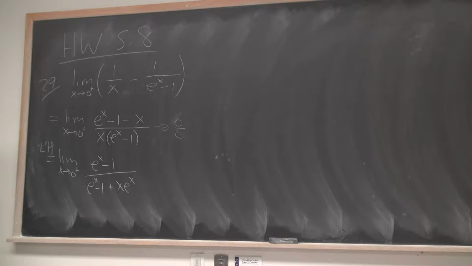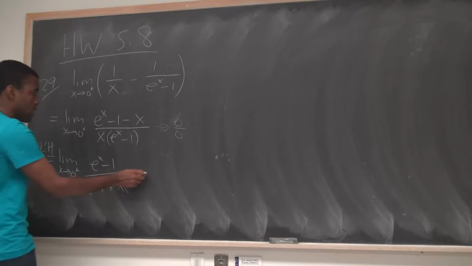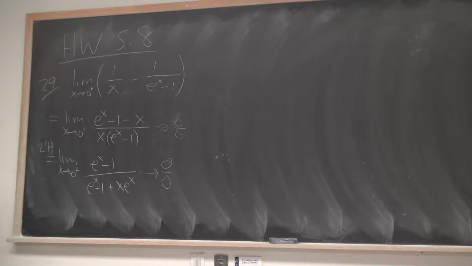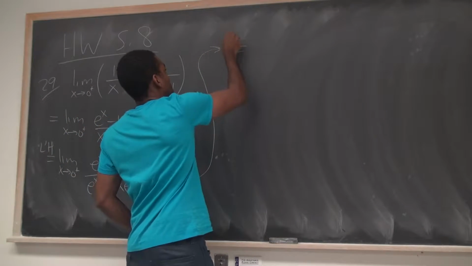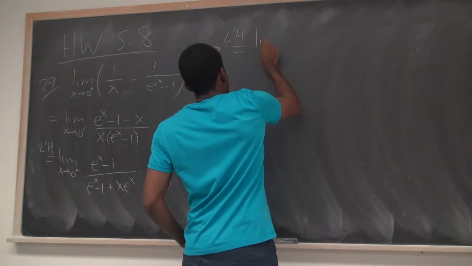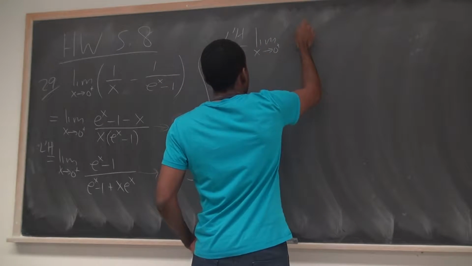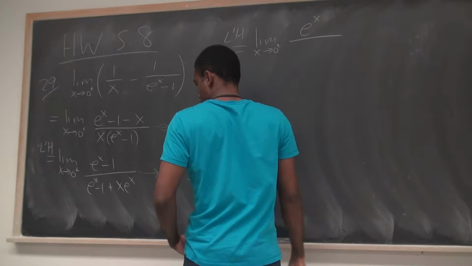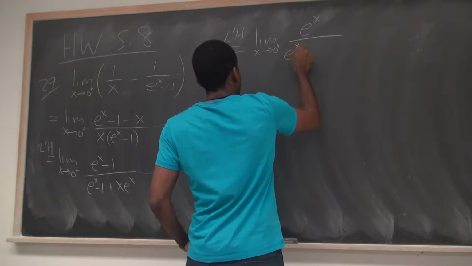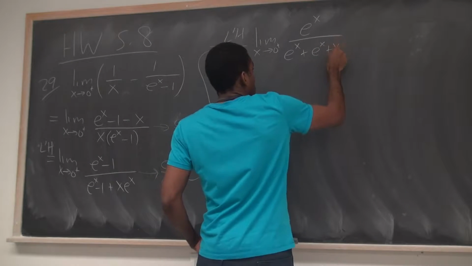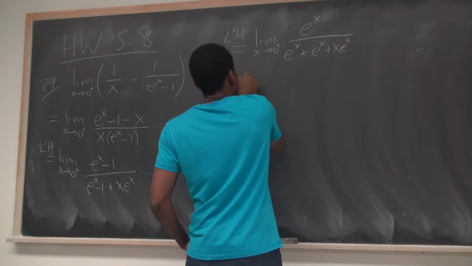And now what? Because what do we have here? We have 0 over 0 again. Can I simplify? Not really. So I'm going to apply L'Hopital's again, and this time I'm going to have the derivative of the top, e to the x, and the derivative of the bottom, e to the x plus e to the x plus x e to the x.